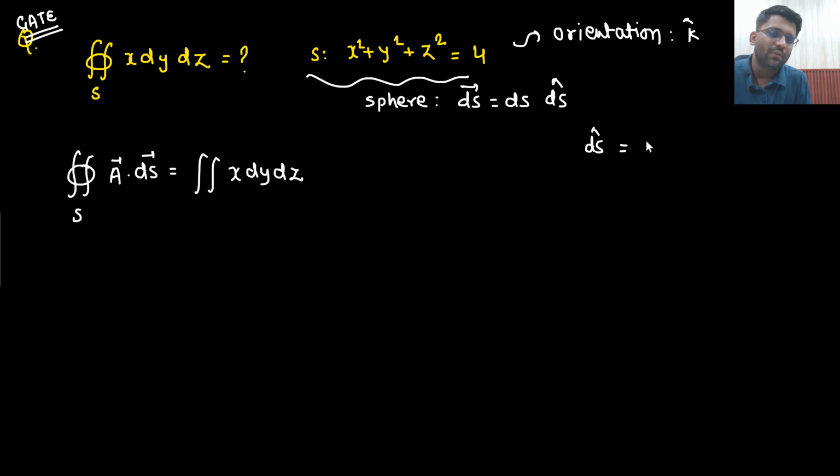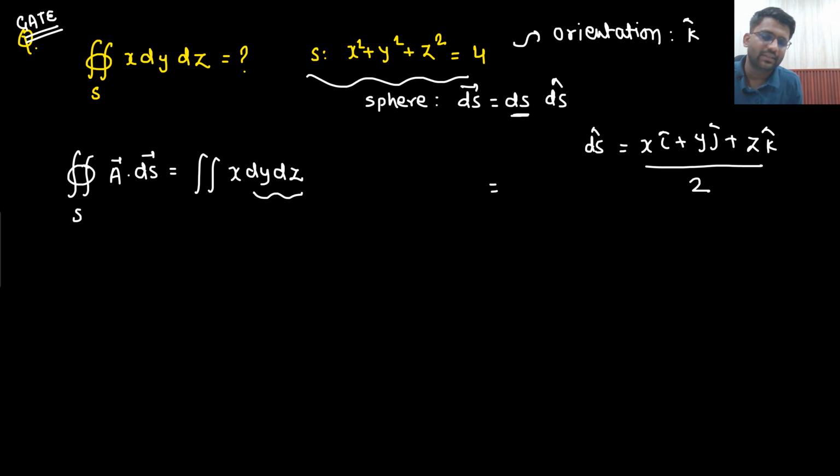Yes, sir, for a sphere, I remember it, it will be x i cap plus y j cap plus z k cap divided by the radius. Radius is 2 divided by 2. So this will be the ds cap. What about ds? Sir, I need to write down ds in dy dz terms.